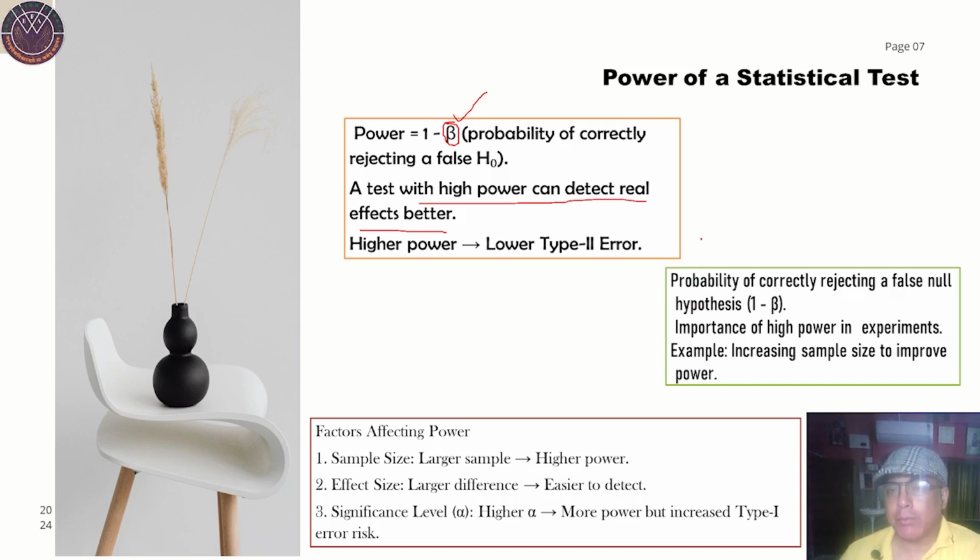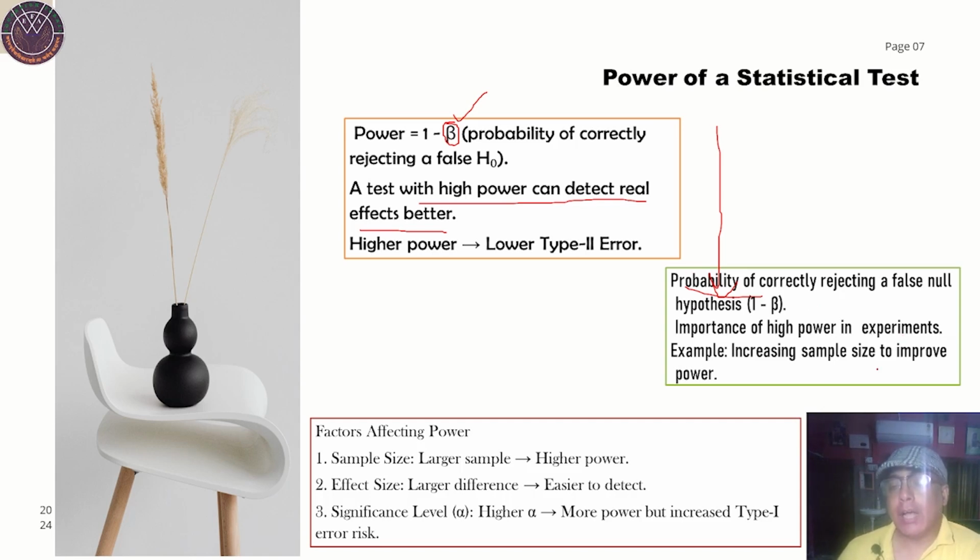What is the power of the test? The power of a statistical test is the probability of correctly rejecting a false null hypothesis. So suppose beta is 0.05, then power is 0.95, that means the probability will be 95%. If beta is 0.04 or 4%, then the probability will be 96%. Similarly, the probability can become 99% also.